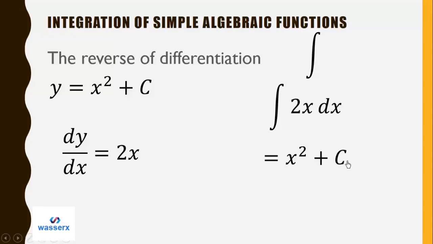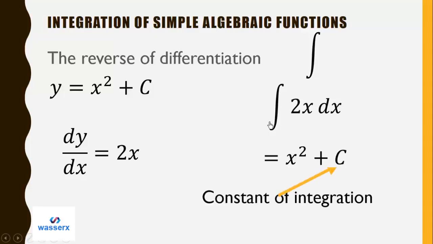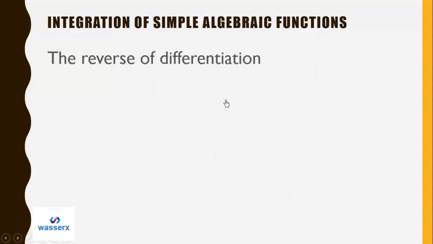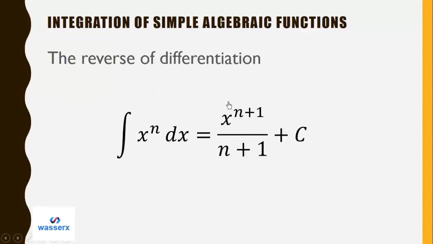We call the c the constant of integration, and the whole thing is called an indefinite integral because it has no boundaries of integration. In general, we have this rule for integration. If you have x to the power n and we are integrating it, then the rule is to add 1 to this power, so n plus 1, then divide by the result of the power, which will give us x to the power n plus 1 over n plus 1, plus the constant of integration.